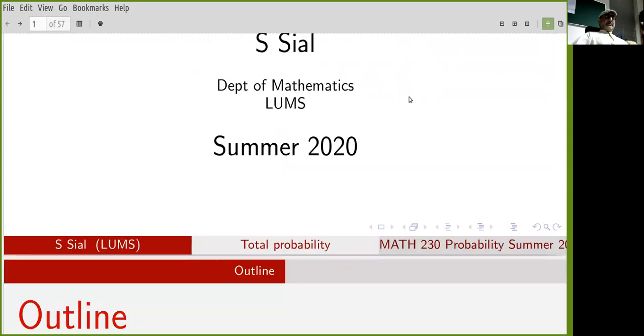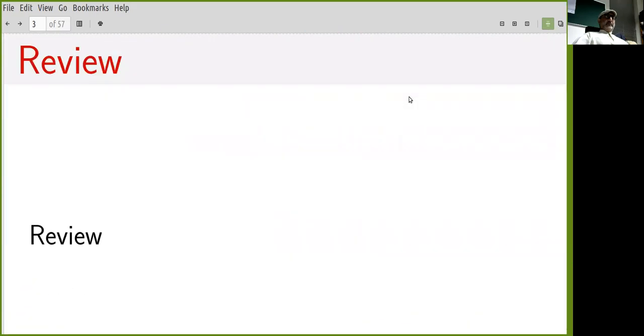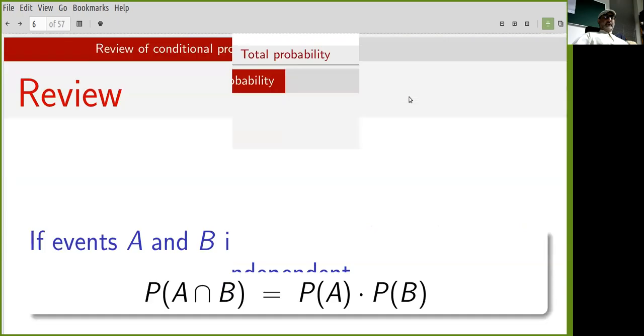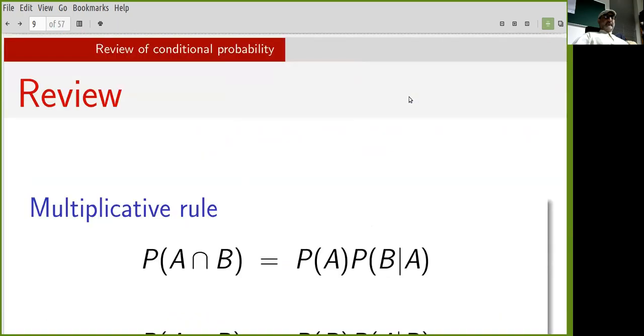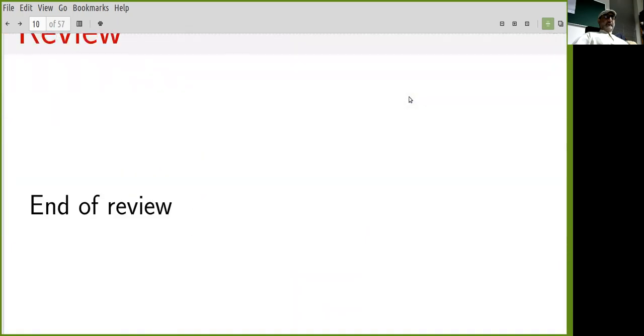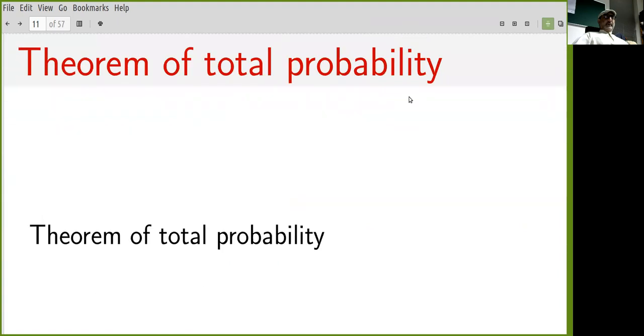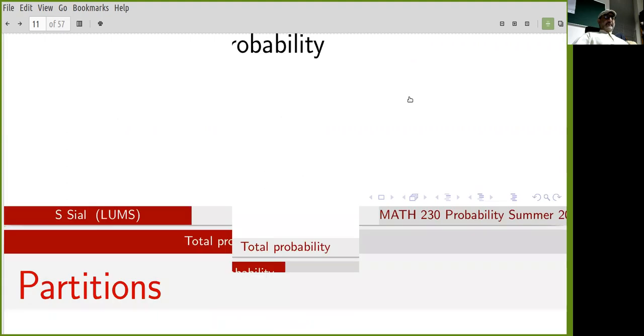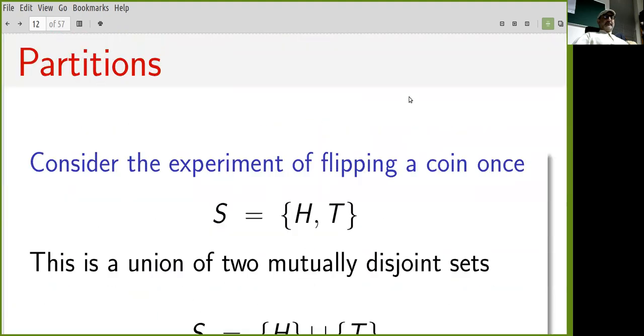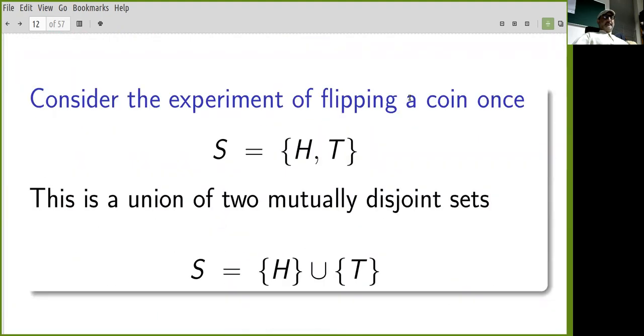Okay. So, you know the definition of conditional probability, you know the multiplication rules. So we're going to use those to find probabilities of events, using the theorem of total probability. Okay. So first we need the idea of a partition.